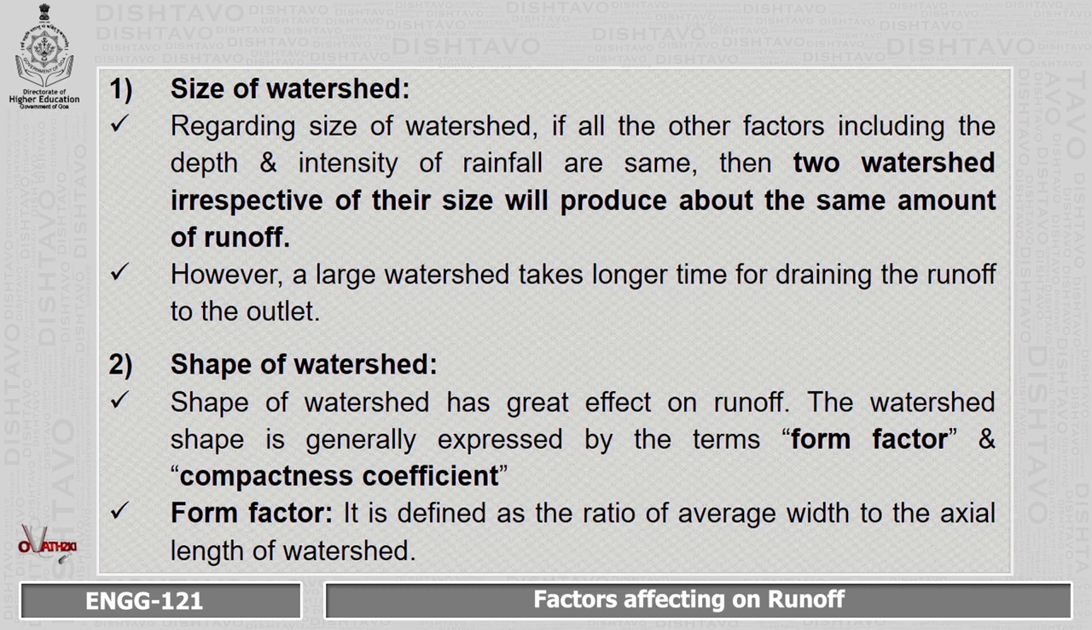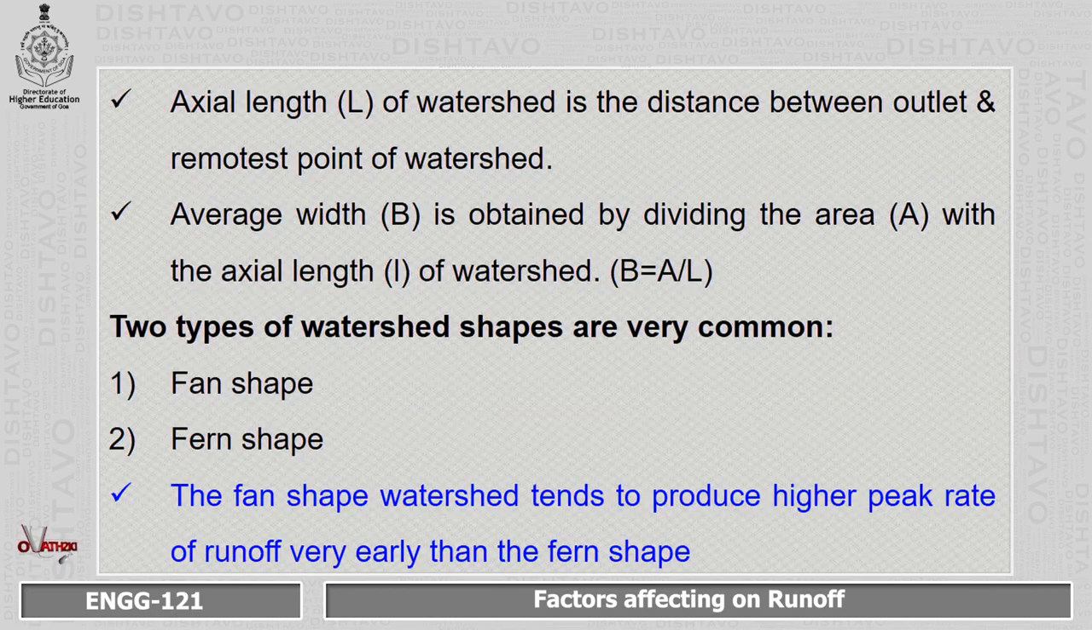What is meant by this form factor? It is a ratio of average width to the axial length of watershed. The axial length we can denote by capital L. It is the distance between the outlet and the remotest point of watershed, and the average width, denoted by capital B, is obtained by dividing the area of watershed by the axial length. So B is equal to A by L.